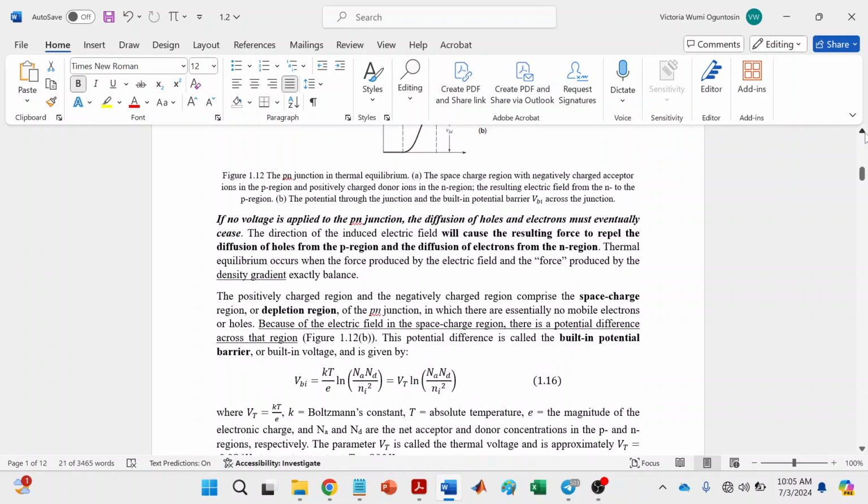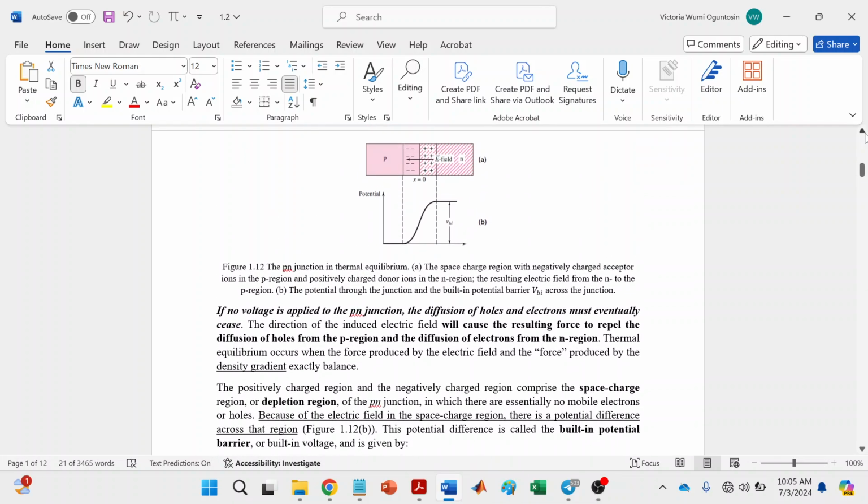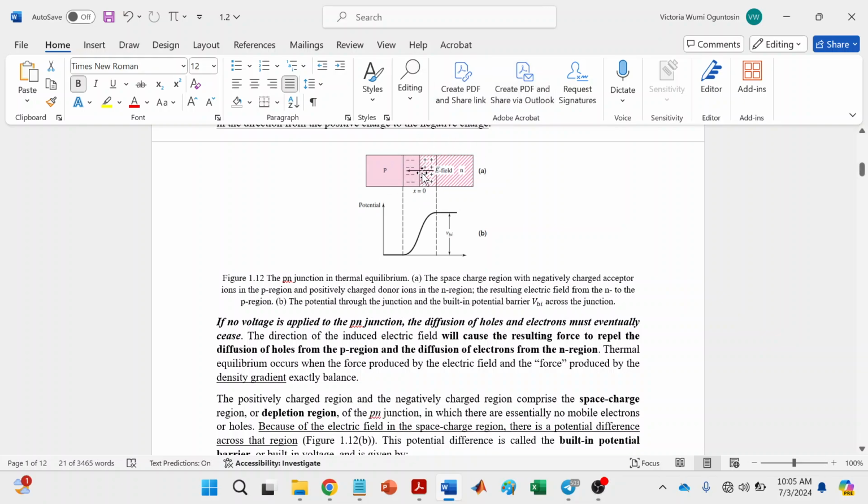Initially, this region is called the space charge region, or is also called the depletion region of the PN junction. In this space charge region, there are essentially no mobile electrons or holes, and because of the electric field, we've already said that an electric field has been set up because of the charged ions.